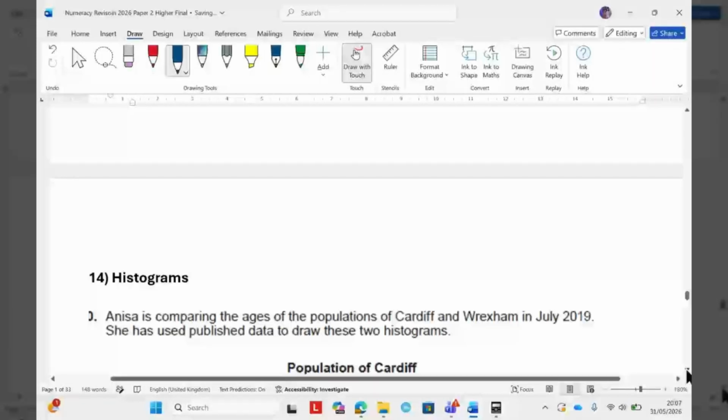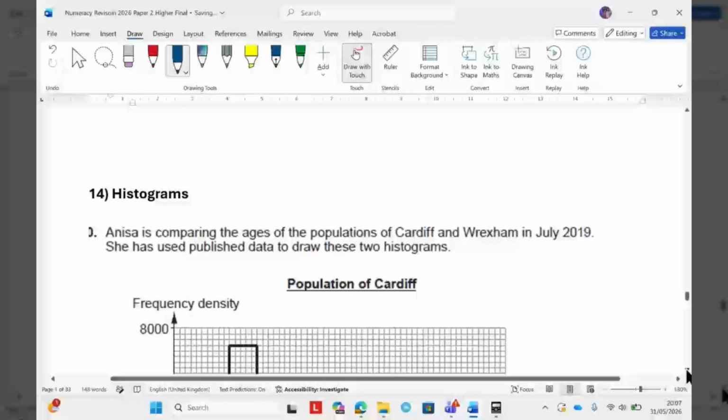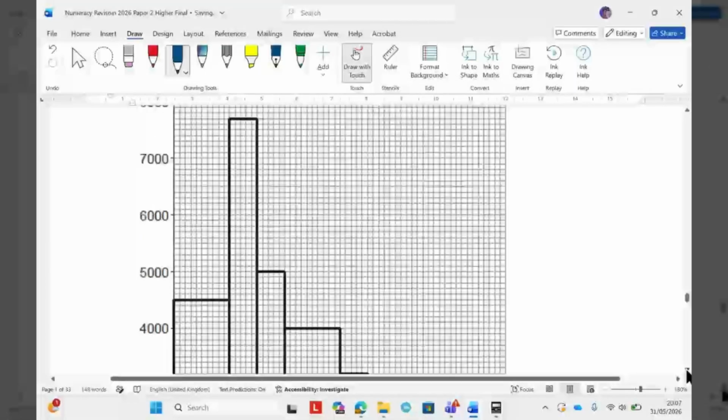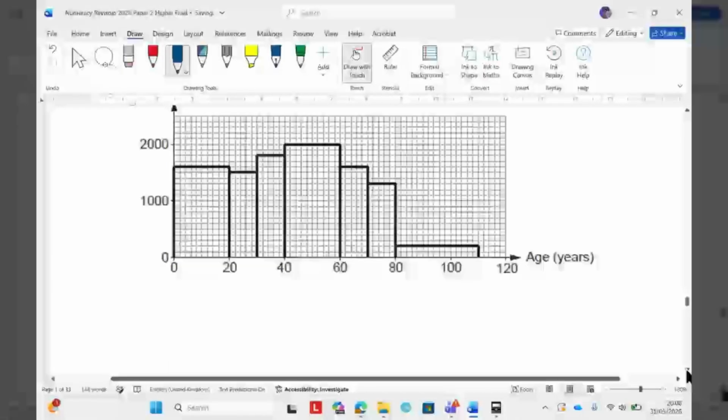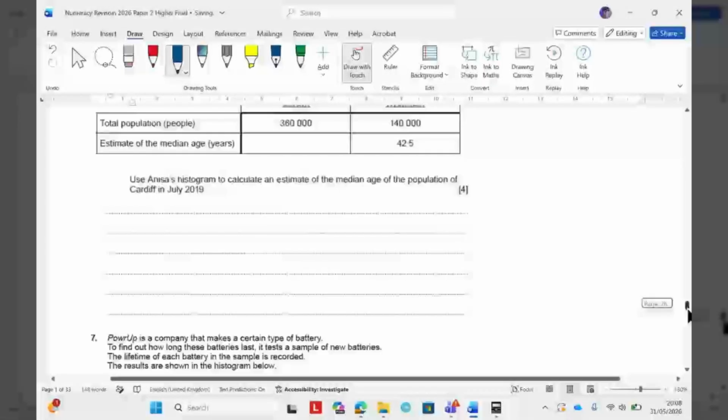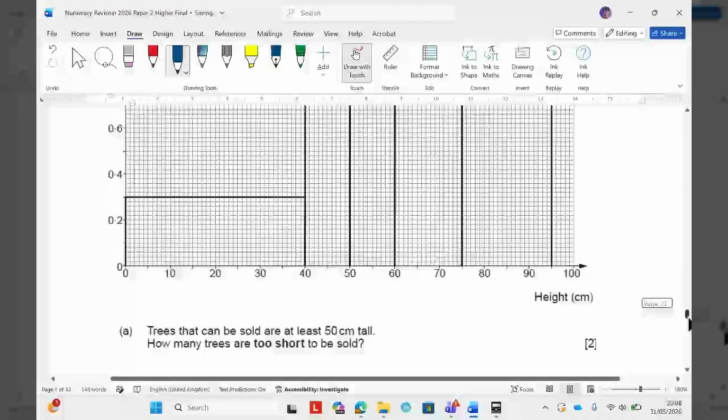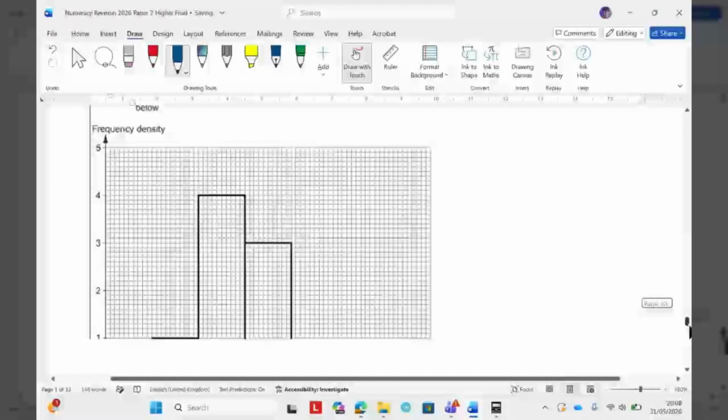Histograms next. Yep, this is the other one I'm leaving out because I'm going to do a separate video on APR, AER, and histograms. So we're scrolling past. That's going to come tomorrow.